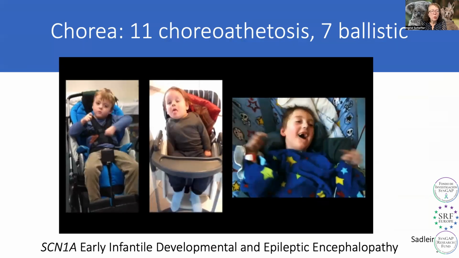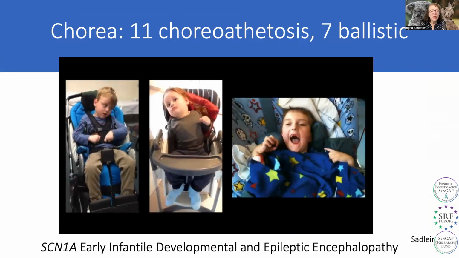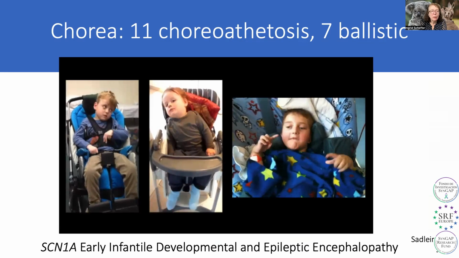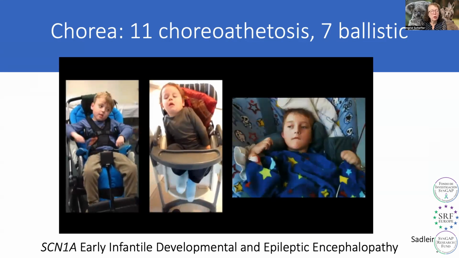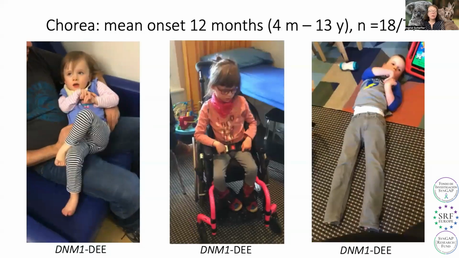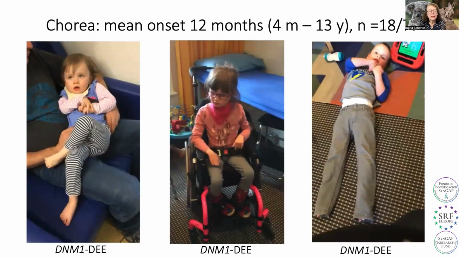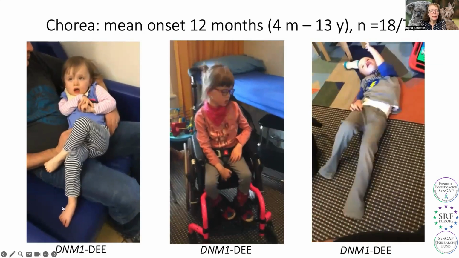These 3 boys all have the early infantile profound DEE due to SCN1A, and you can see this very prominent chorea as well as mouthing movements that are part of the chorea that you see. And here you see another disease, Dynamin-1 DEE, and here you can see a brother and sister, and a similar sister at different ages here.